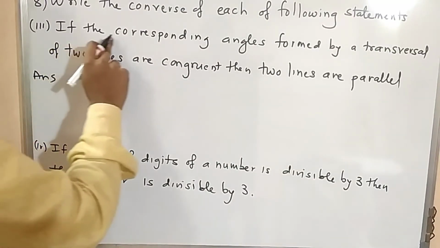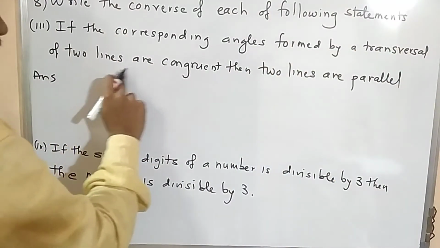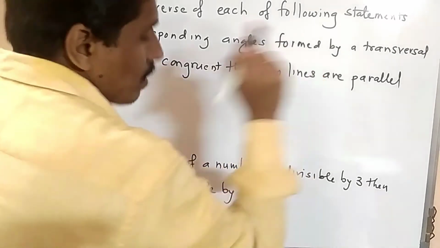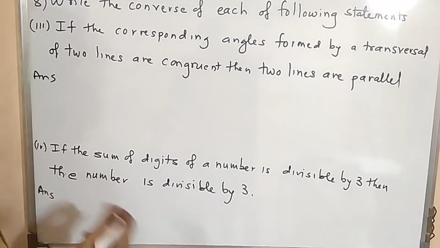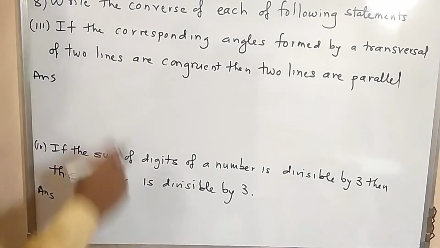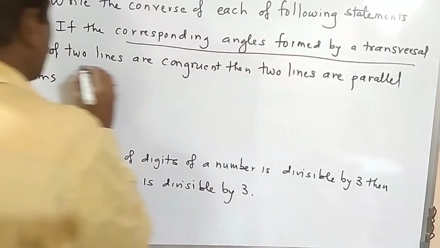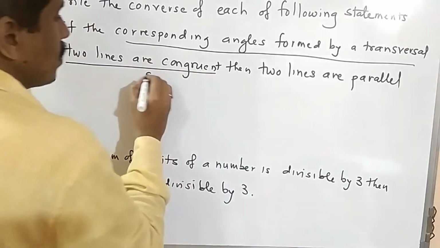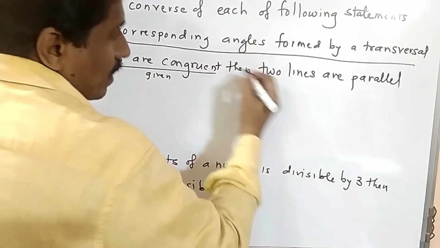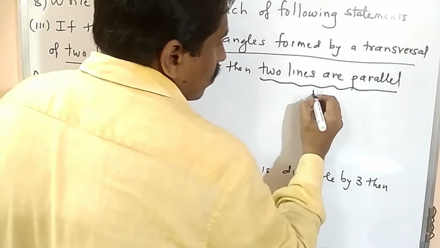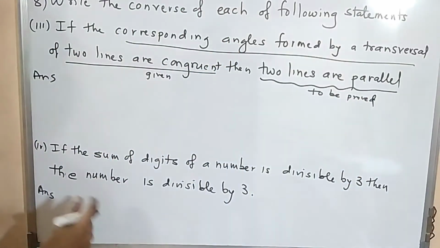Third one, if the corresponding angles formed by a transversal of two lines are congruent, then the two lines are parallel. So first I have to identify which one is the given part and which one is the to be proved part. How to identify the given part? The part of the statement between if and then. Corresponding angles formed by the transversal of two lines are congruent. This is the given part. The part of the statement after then, this is the to be proved part. So I have to interchange this.